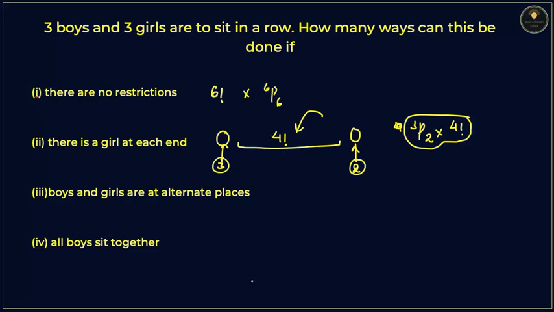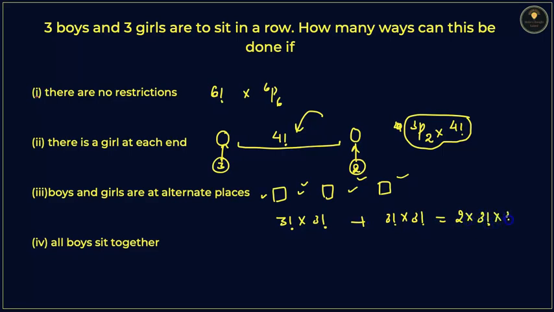Now in the third question, it is given that boys and girls are at alternate places. So this is the place that boys are occupying initially, which means girls will be placed either on this one or on this one. So we can write 3 factorial and 3 factorial. But this case can also be alternated by girls, which means instead of boys we can place girls. So the second case is 3 factorial multiplied by 3 factorial. Now we have to add these two cases, so we write 2 multiplied by 3 factorial multiplied by 3 factorial.